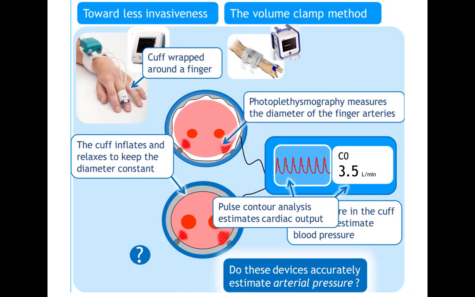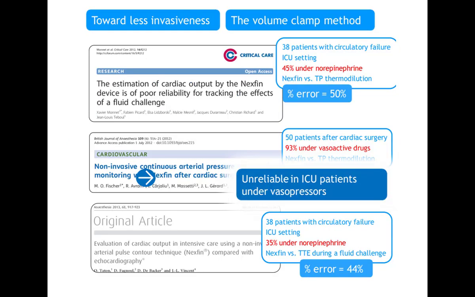Supposedly it does well, because of two techniques: photoplethysmography measures the diameter of the finger arteries, and pulse contour analysis measures the cardiac output. How accurate are they? In patients who are not on vasopressors, pretty accurate actually. They correlate very well with your arterial waveform also. But in those under vasopressors, the error proportion is almost 50%. So 50% yes, 50% no.